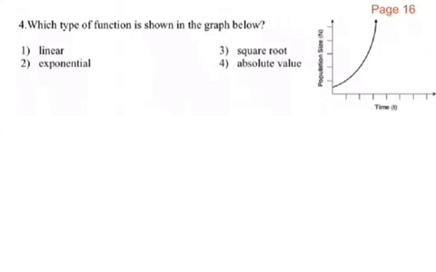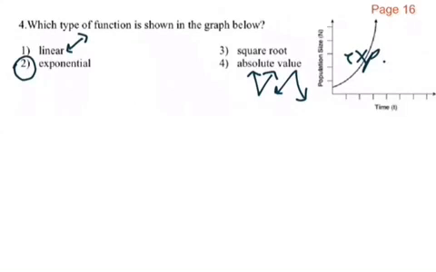For question number 4, what type of function is the graph showing? This would be an exponential. Now, it's clearly not a line, and an absolute value, remember, would be a V shape, either going upward or downward. So this would be the graph of an exponential, which would be choice 2.